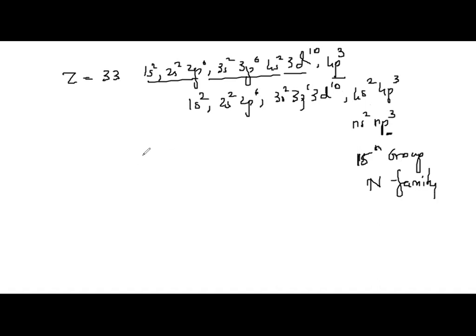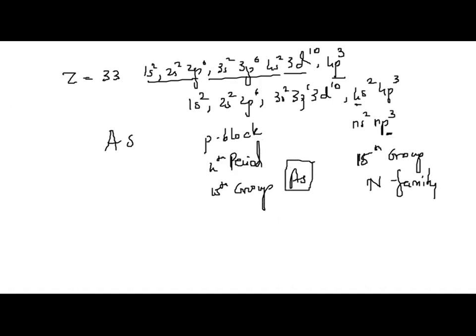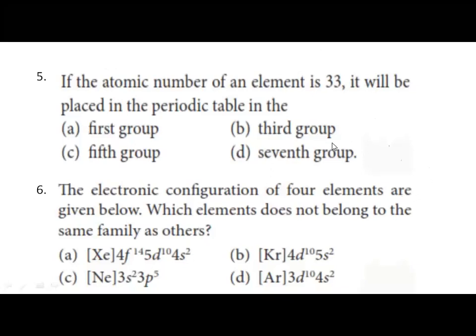You can even predict the element also. 33, just now, it is arsenic. Yes, it belongs to the p block. It is present in the 4th period and belongs to the 15th group. The element name is arsenic. So it belongs to the 15th group.